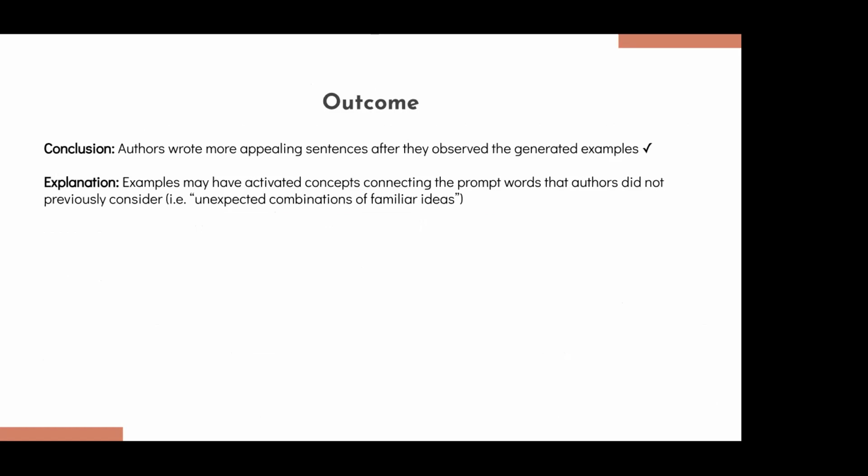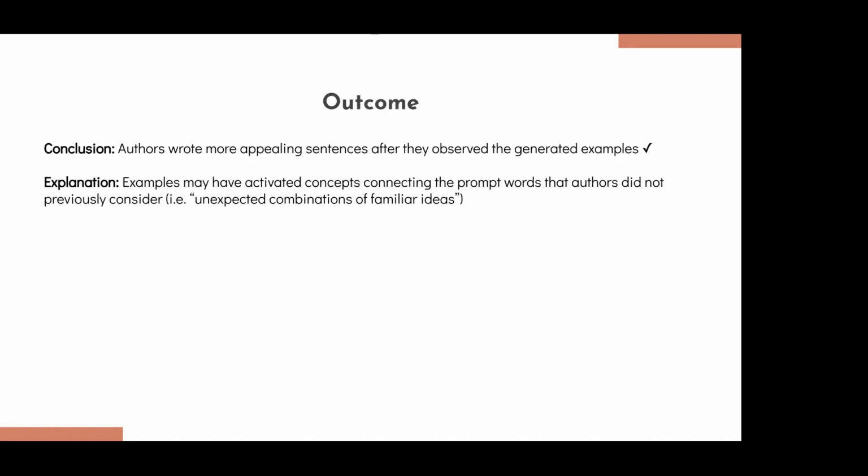So the ultimate outcome of this work was that authors wrote more appealing sentences after they observed the generated examples. And this was according to our raters' comparison judgments of the pre and post sentences. This definitely needs to be further explored. What is the actual impact of the generated text here?